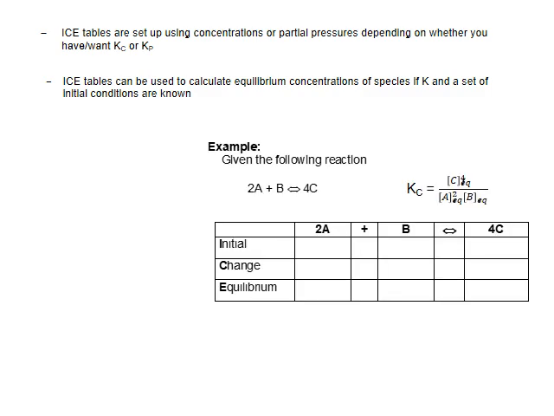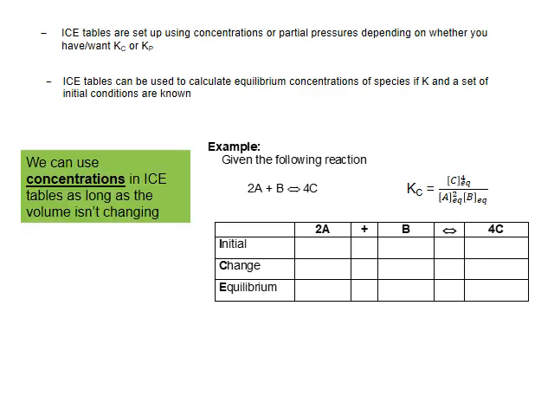Let's look at how we would fill in an ICE table for our sample reaction of 2A plus B goes to C. Since we are using an expression for Kc, we want to complete the table using concentration values. We can still use the mole relationships from the balanced chemical equation because changes in molarity are proportional to changes in moles, as long as the volume stays constant.